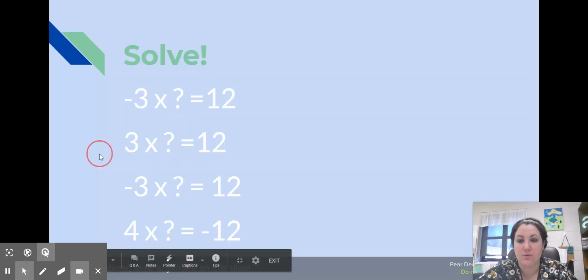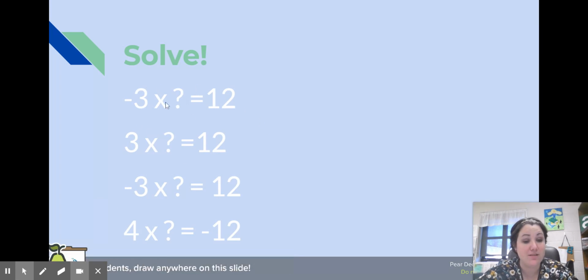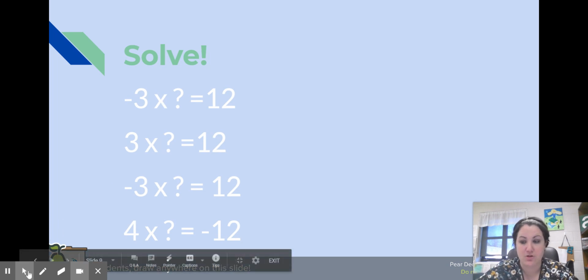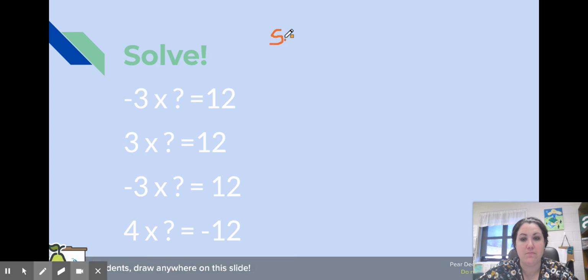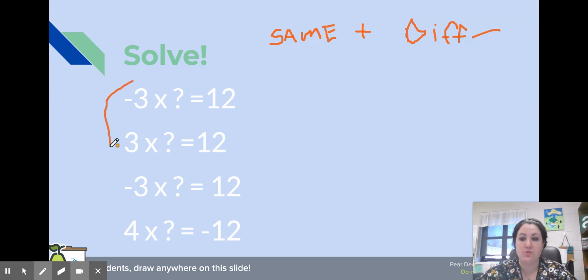So the problems you're going to be dealing with are actually on this next slide here. There's 4 problems. First thing I want you to do is just basically solve it. Use what you know about multiplication. Remember, if the signs are the same, then the answer is always positive. And if the signs are different, then the answer is always negative. Okay, so we've got to use that information to help us here.